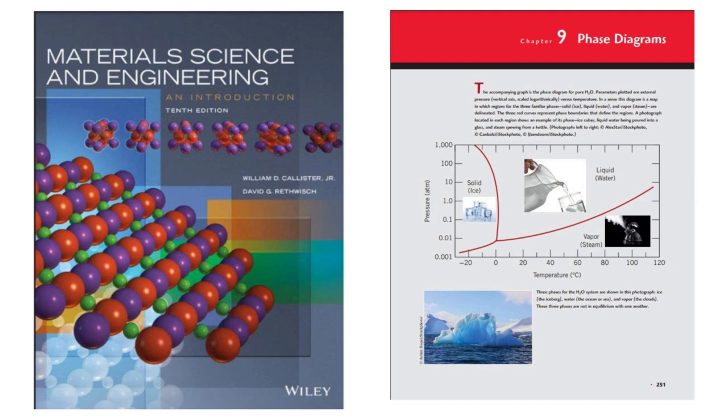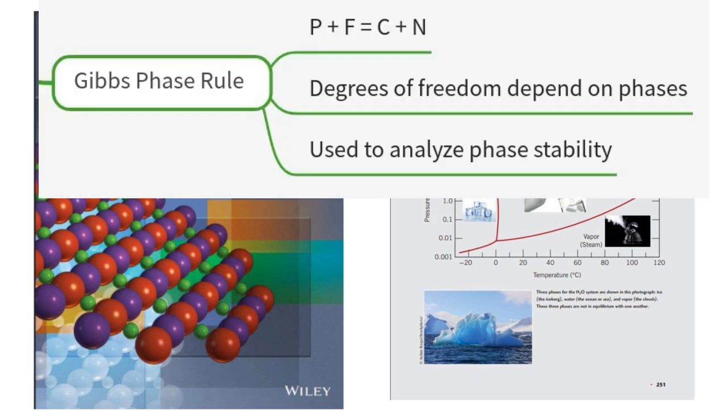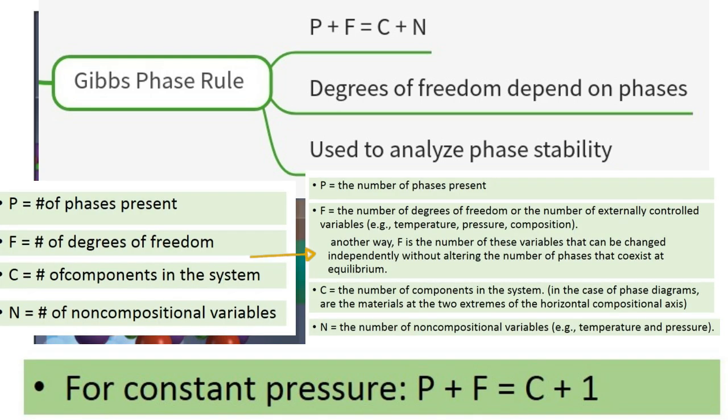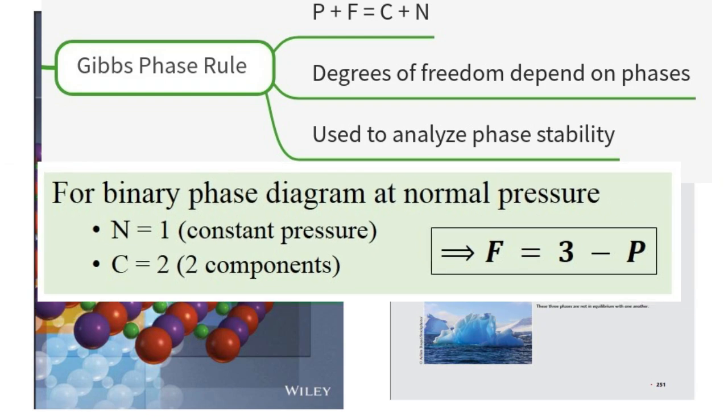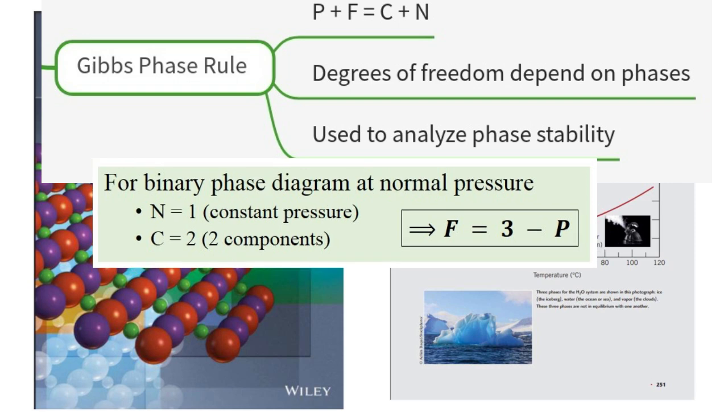Okay, before we wrap things up, let's talk about the Gibbs phase rule again. How does that rule apply to all these different reactions and phase diagrams? Well, the Gibbs phase rule is basically a way to figure out how many phases can exist together in a system at equilibrium. Remember the equation, P plus F equals C plus N. Yeah, and we said that for binary diagrams at normal pressure, it simplifies to F = 3 - P. Right. So what that means is that the number of things we can change independently, like temperature and composition, depends on how many phases are present.